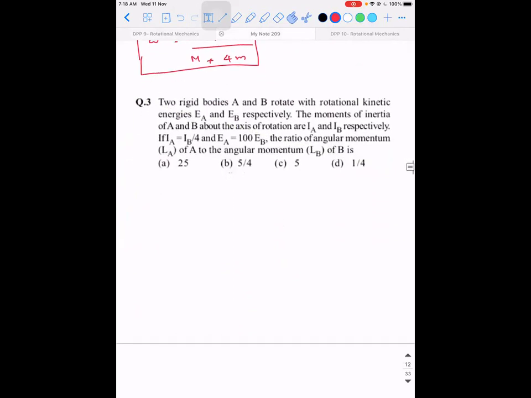Two rigid bodies A and B rotate with kinetic energies EA and EB respectively. The moment of inertia of A and B about the axis of rotation are IA and IB respectively. If IA is equal to IB by 4 and EA is equal to 100 times EB, the ratio of angular momentum of A to the angular momentum of B is.